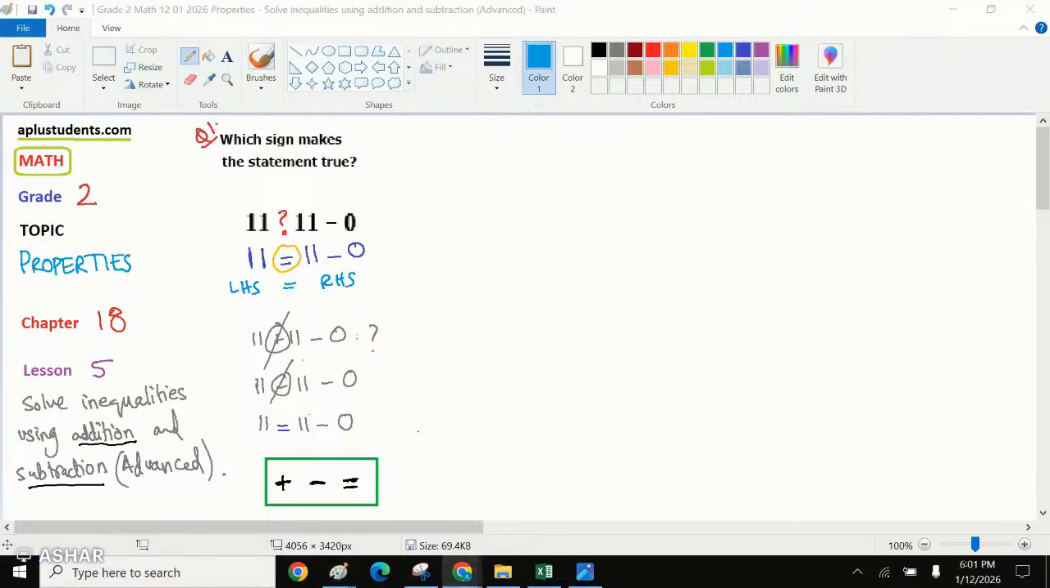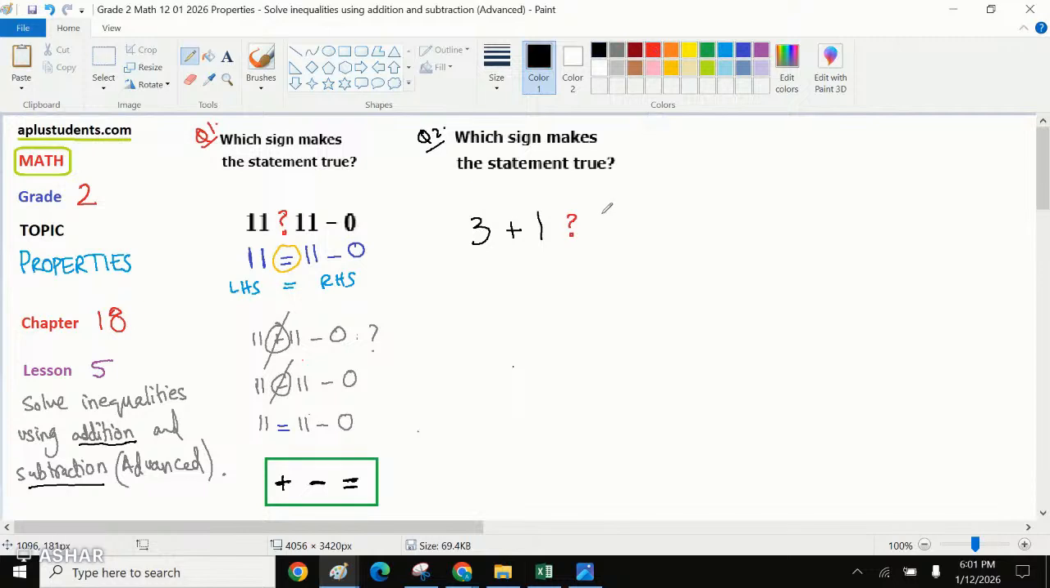Let's look at another value. Okay, the next question says which sign makes it true. Sorry, I'll just paste it over here. And the question number 2 statement is 3 plus 1 with a question mark. We need to find this sign, and this was 1. Okay.